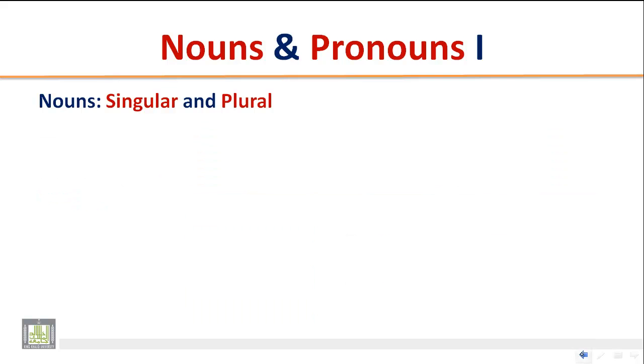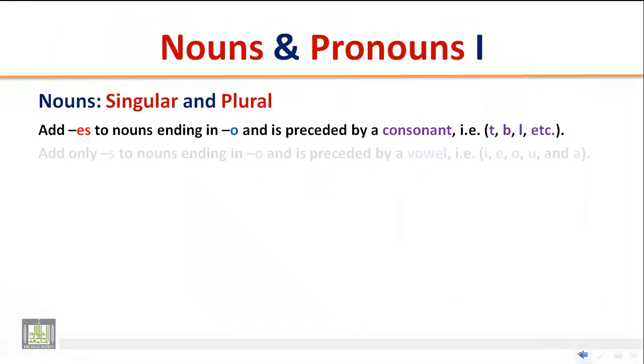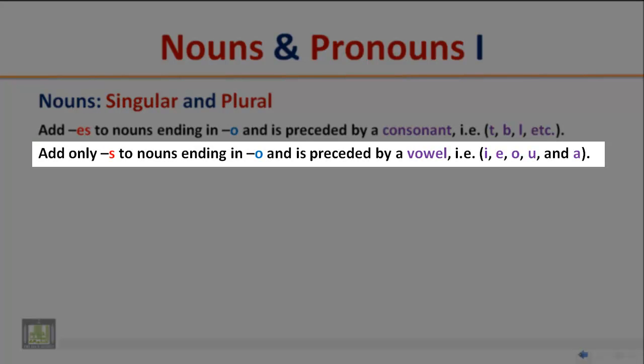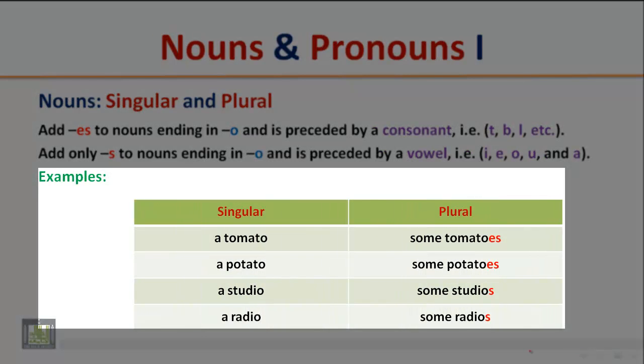Nouns, singular and plural. Add ES to nouns ending in O and is preceded by a consonant like T, B, L, etc. Add only S to nouns ending in O and is preceded by a vowel like I, E, O, U, and A. Examples. A tomato, some tomatoes. A potato, some potatoes. Notice that the letter O is preceded by a consonant, so in this case we add ES.